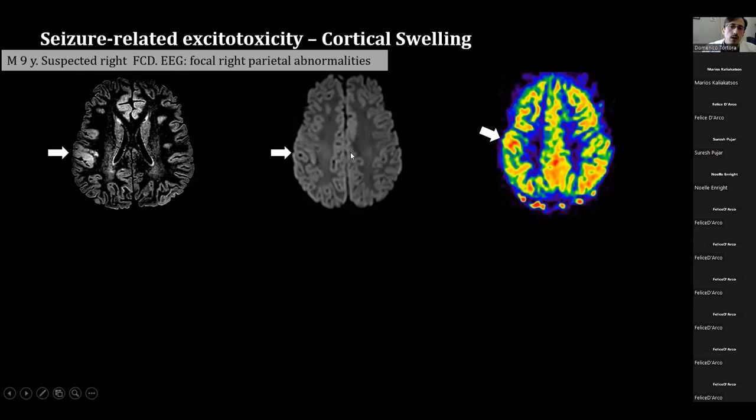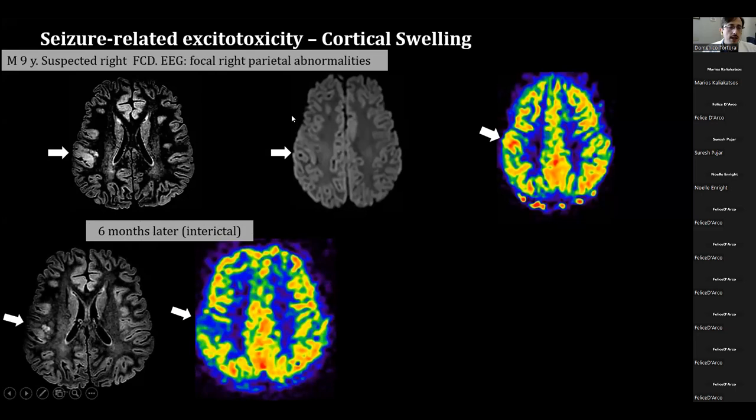There was no significant restriction of diffusion, while the perfusion image shows a focal area of hyperperfusion. So in this case, on these images, the first examination was suspected to be a tumor of the cerebral cortex. At the moment, we were not able to define which kind of tumor, so we decided to perform a short follow-up, and these are the images after 6 months. No seizure at the moment of this examination.